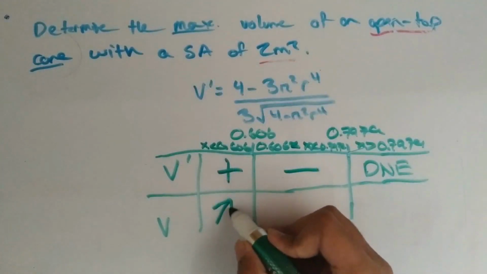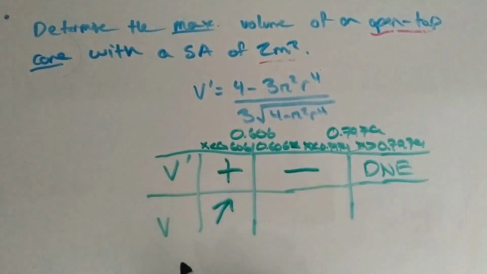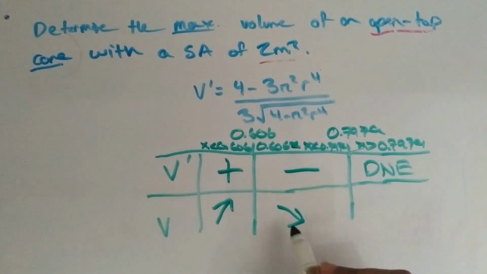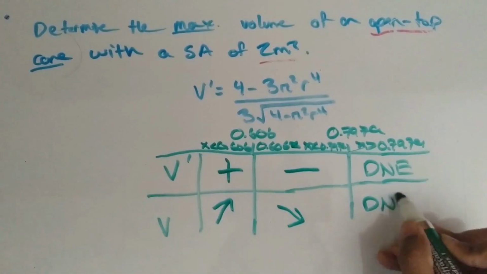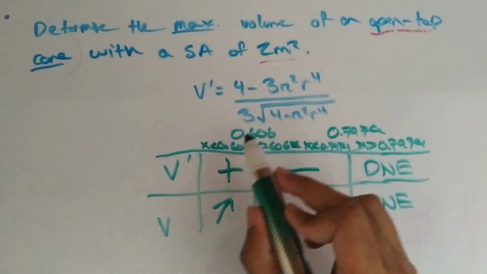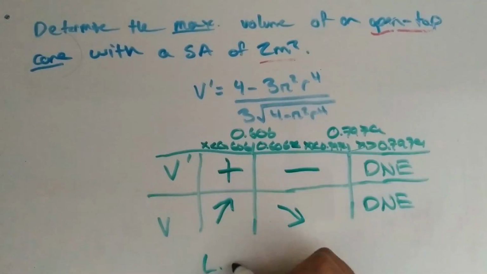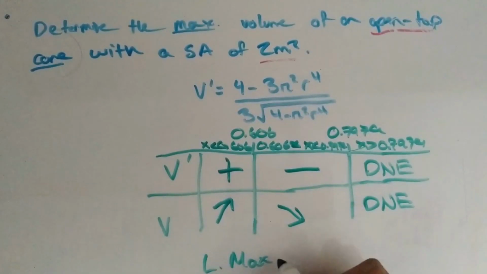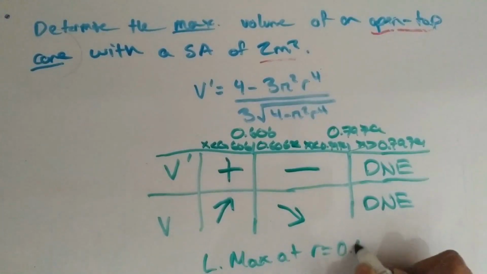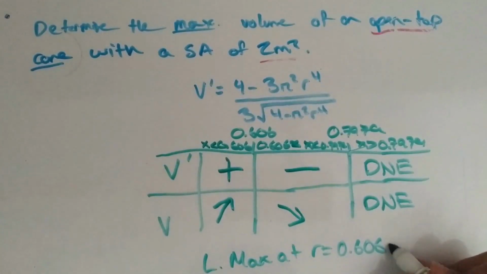So what we see here is it's going up here. The original function, this shows it's increasing. And here it shows it's decreasing. And once again, this is DNE. So what this indicates is that we do have a maximum at 0.606. So we can therefore say that there is a local maximum at r equals 0.606.